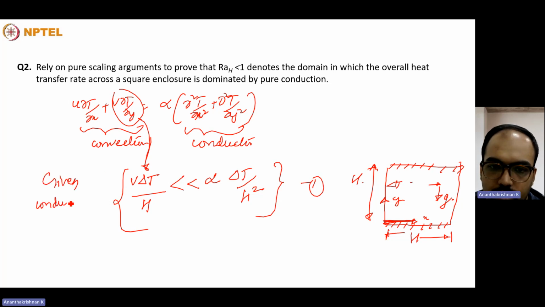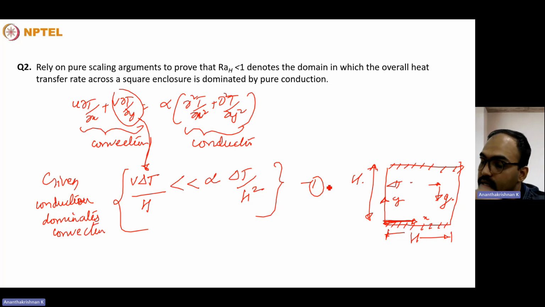Given conduction dominates convection, what we could write is that v delta t divided by h is very much less than alpha delta t divided by h squared. But in this case, v is an unknown. This velocity scale is an unknown factor. Delta t could be written as delta t itself, and h is known. So v is an unknown basically, and somehow we have to convert that v into some other terms.